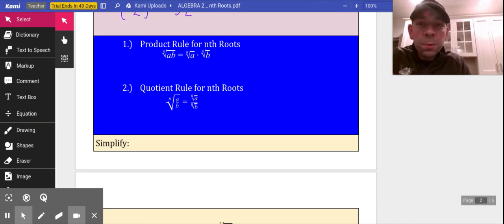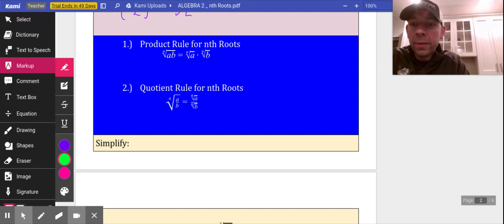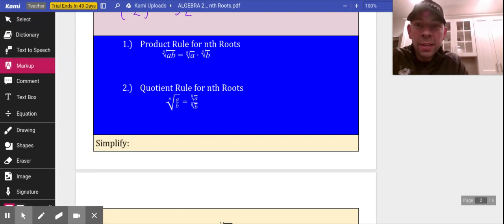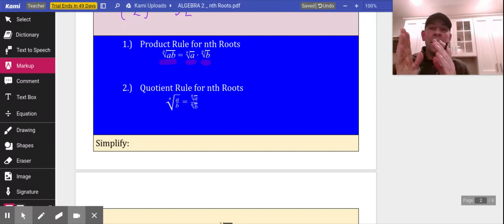Okay, a couple of useful rules that come in handy. If you have the nth root of a times b, you could simplify that into the nth root of a times the nth root of b. Again, we're taking a bigger problem and breaking it into more manageable pieces. With a lot of these problems, if I can break them into more manageable pieces and simplify the process, that's an advantage for us.